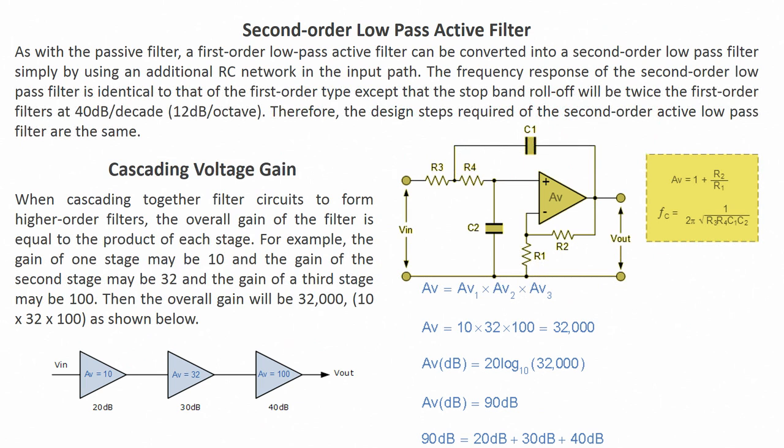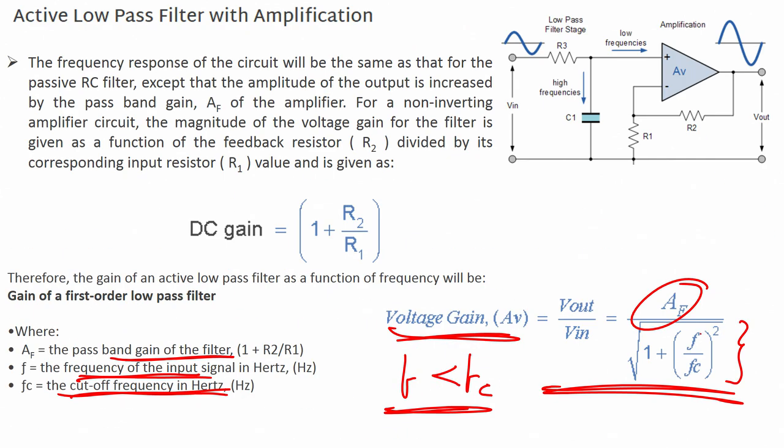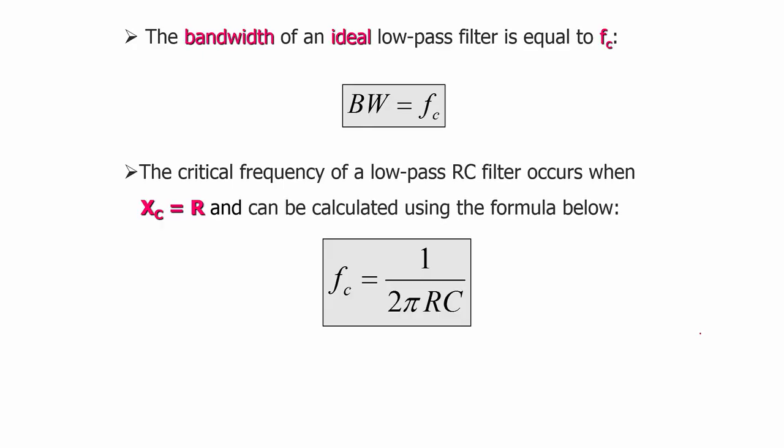Alright. Now, let us see the second order low pass active filter. So, now if I add one more capacitor and one more resistor, it will become second order. There are 2 R's and there are 2 C's, the gain remains the same, AV equals 1 plus R2 by R1, but my frequency formula earlier for first order was FC equals 1 upon 2 pi RC.